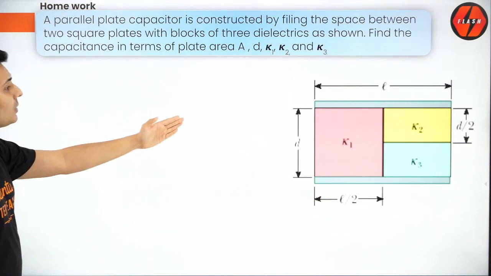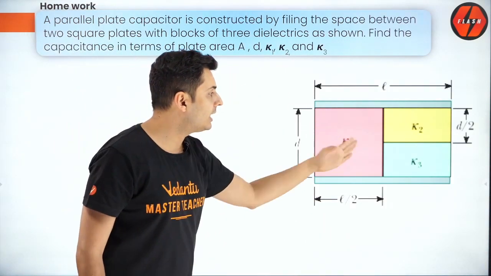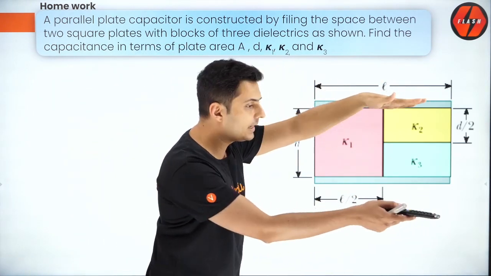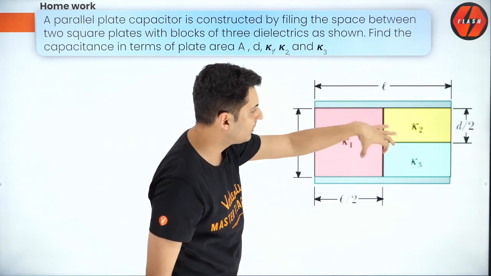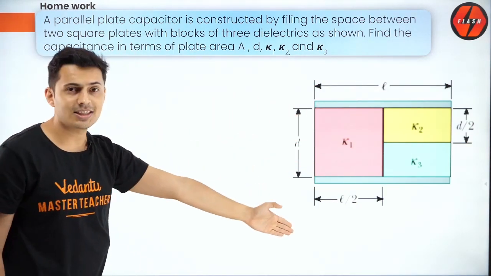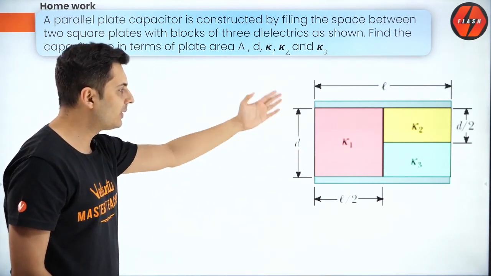So this is your homework question. There are 3 dielectrics. The sizes are mentioned very clearly. These are the 2 plates, and between these 2 plates you have placed these dielectrics. So the question is, find the total capacitance between the 2 plates.